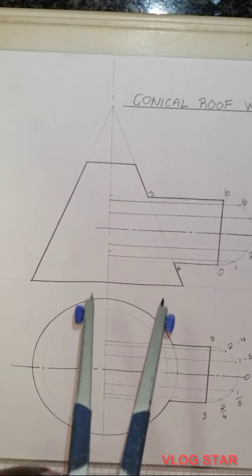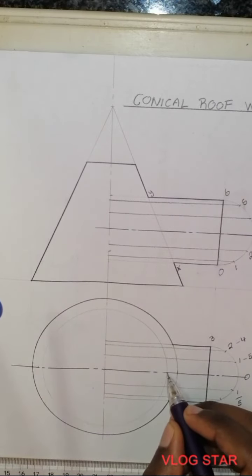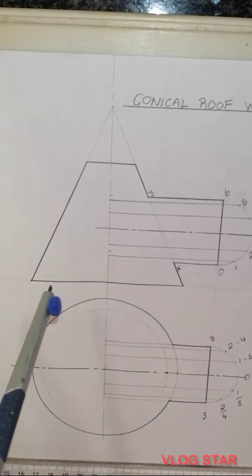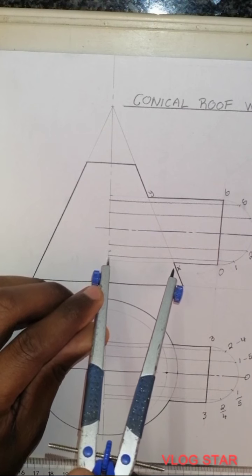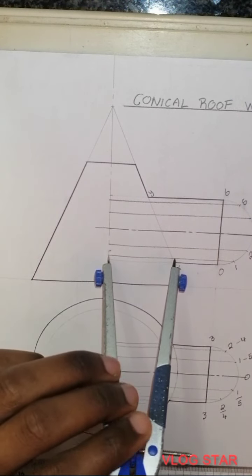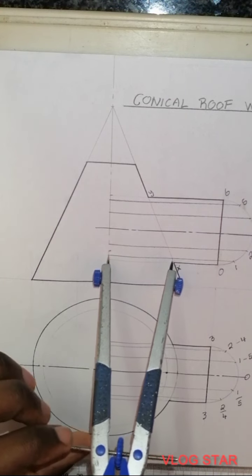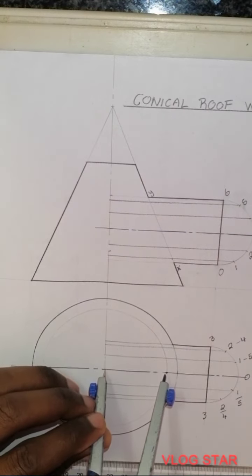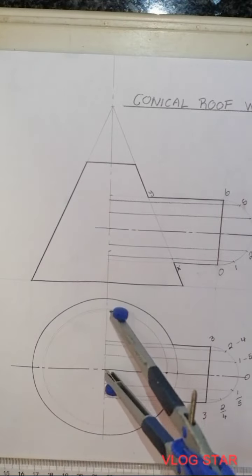Remember this one is 0, so I'm gonna look for 0 here, then it's gonna make a point here. Here is my 0. Then I'm gonna go to number 1 and do the same. Number 1 ends here, and I'm gonna take this distance to here. I hope you can see. Then I'm gonna come here and make a nice circle.